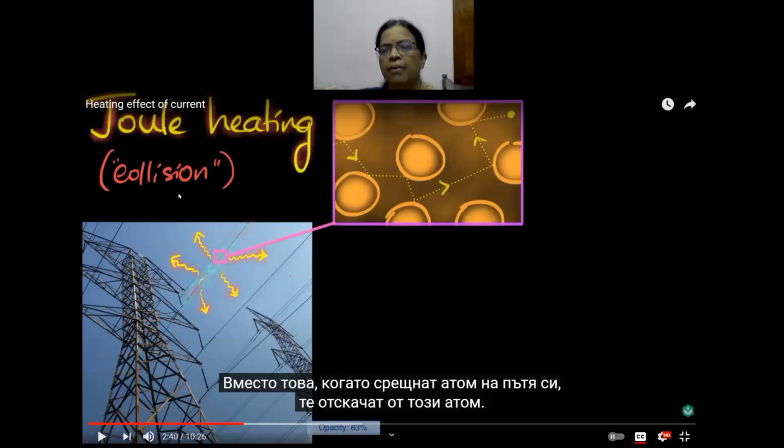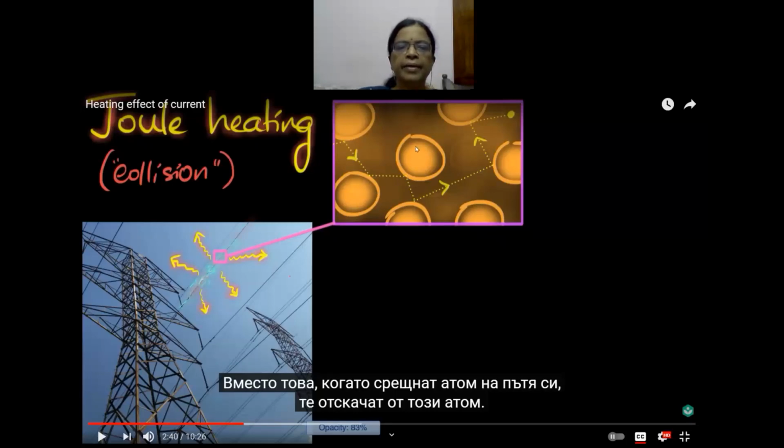When they collide, what happened? It transfers its energy to the ions. So the ions will get heated. During collision, energy transfer takes place, so that is converted into heat energy. So what is the reason for Joule heating? It is due to the collision of electrons and transfer of energy to the positive ions.